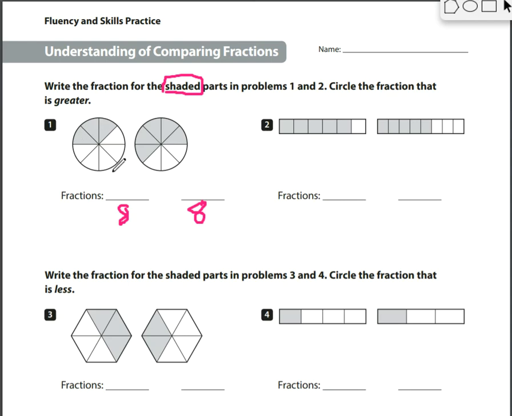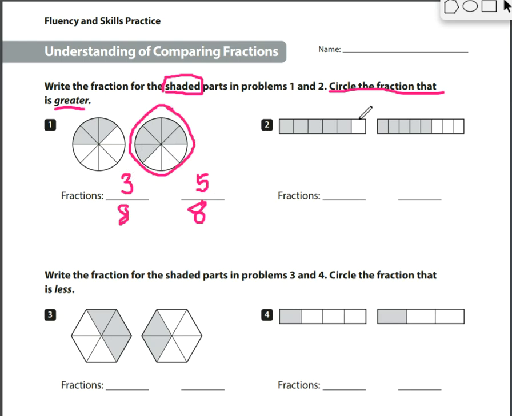So here I have 1, 2, 3. So this is 3/8. Here I have 1, 2, 3, 4, I have 5/8. So when we're doing this, we are looking for the fraction that is greater. 5 pieces out of 8 is more than 3 pieces out of 8. More of this is shaded. And that is the same way that we want to look at that.